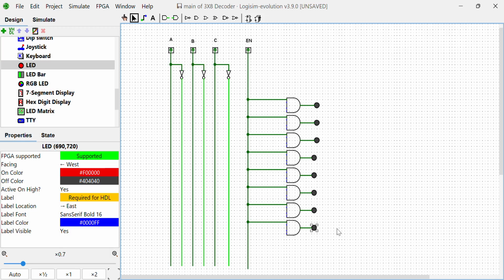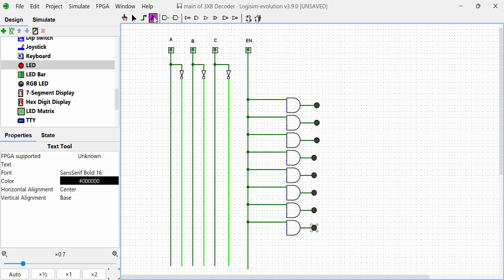Okay, so we have to name our outputs. We have to name the gates of our outputs. So let's represent it with D. So now the first one is D0, second one is D1, third one is D2, fourth one is D3, fifth one is D4, sixth one is D5, seventh one is D6, and last but not the least, D7.